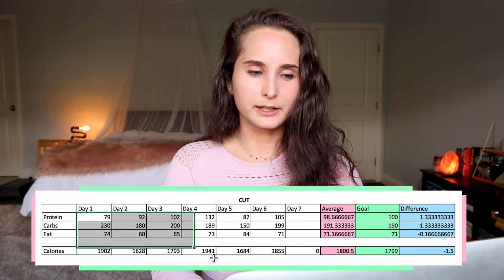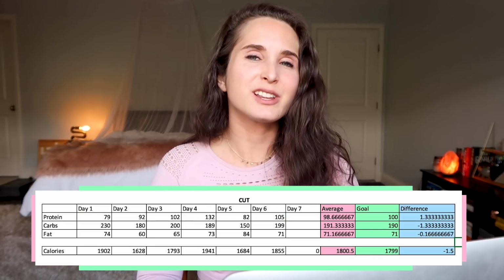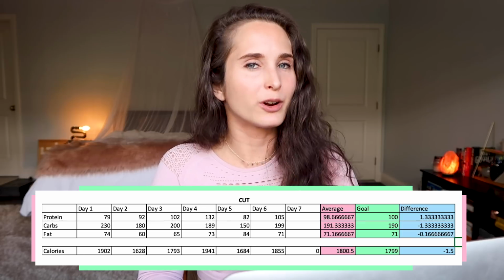So you've logged day 1 through 6. You're pretty darn close to where you want to be on average. Let's see how much wiggle room we have when we're in a deficit.